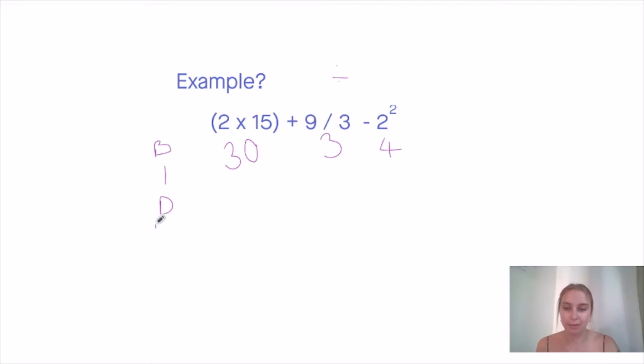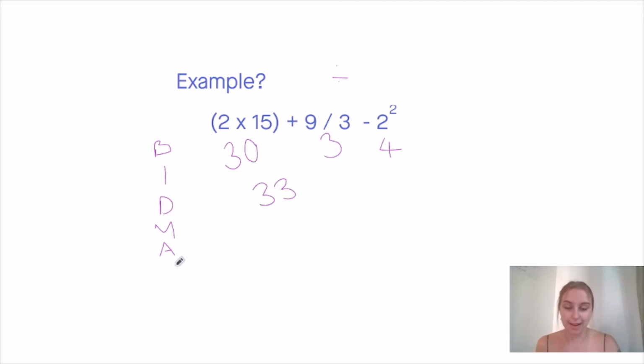Now we have M for multiplication. There's no other multiplication symbols in this question, so we don't need to worry about it. There was one in the brackets, but the reason we did that one before doing anything else, even though the M is here, is because the brackets came first. Now we have addition. So we look over here and we see a positive symbol, so we have 30 plus 3, so that will give us 33.